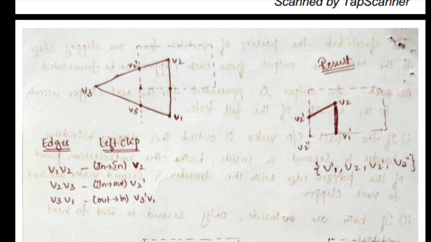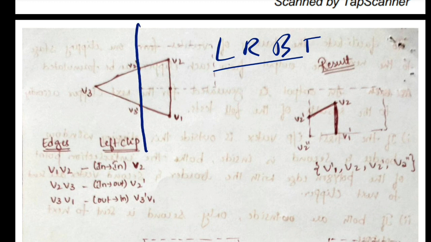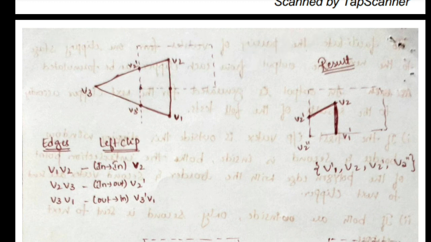So first note down the edges. How many edges are there? V1 to V2, V2 to V3, V3 to V1. These are the three edges, right? So what is the sequence I mentioned to you? L, R, B, T. Okay, left, right, bottom and top. If it is left, at that time what I will do is draw a straight line here like this, and then I will consider this side as in and this side as out. Okay, this is out and this is in.